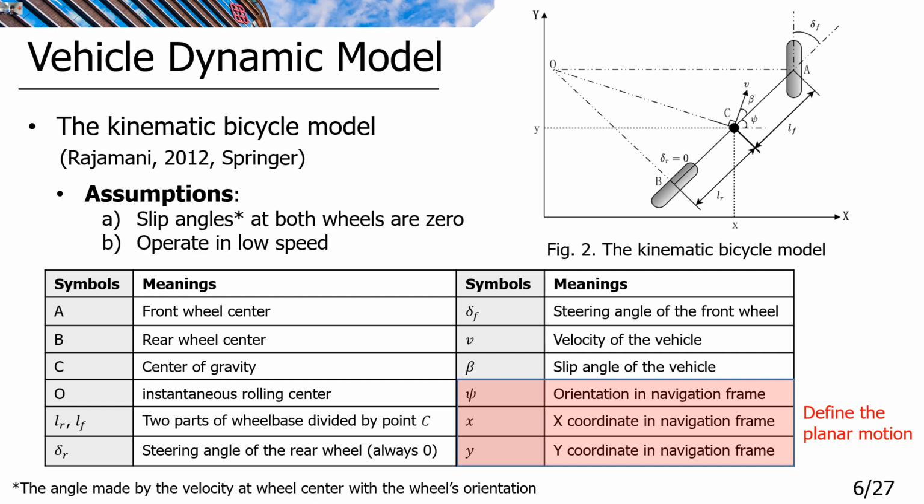And in this setting, it assumes that the slip angles at both wheels are 0. Here, the slip angle means the angle made by the velocity and the wheel center with the wheel's orientation. And the second assumption is that the vehicle must operate at low speed.